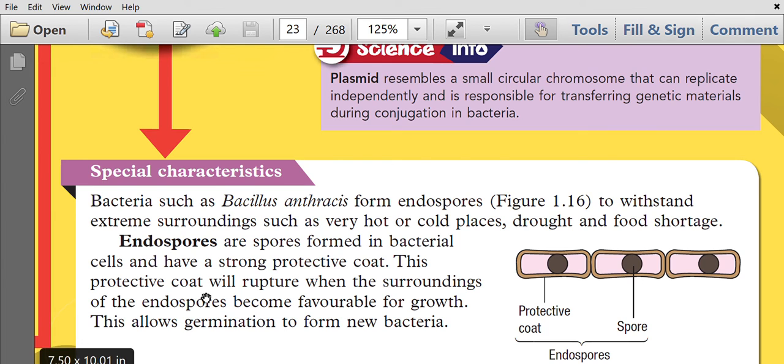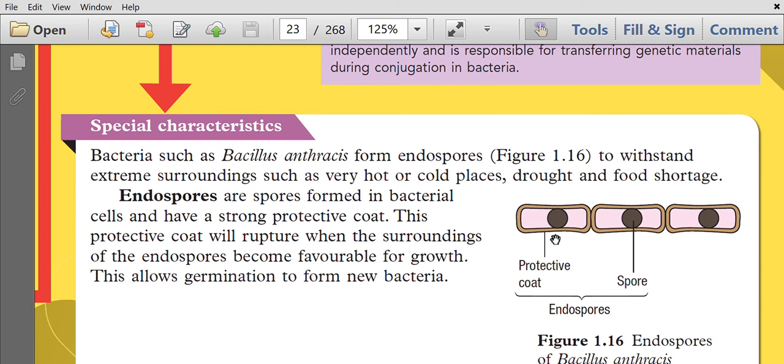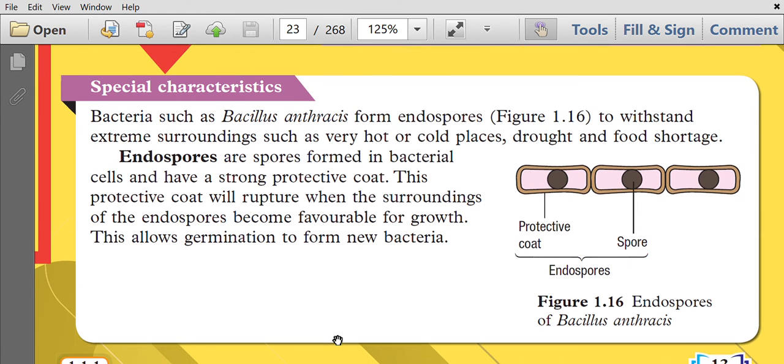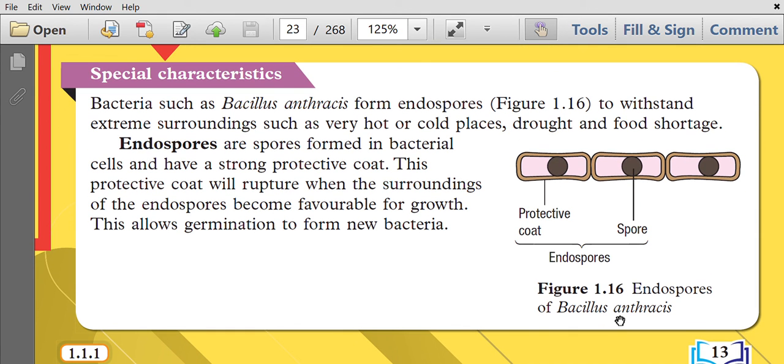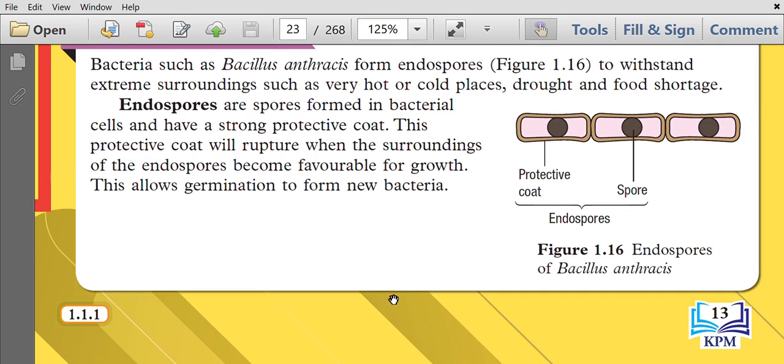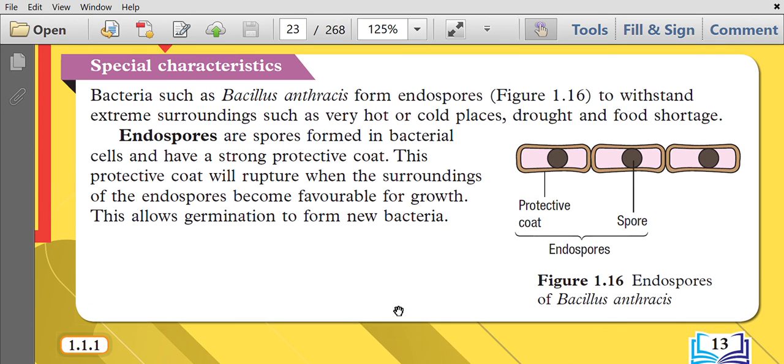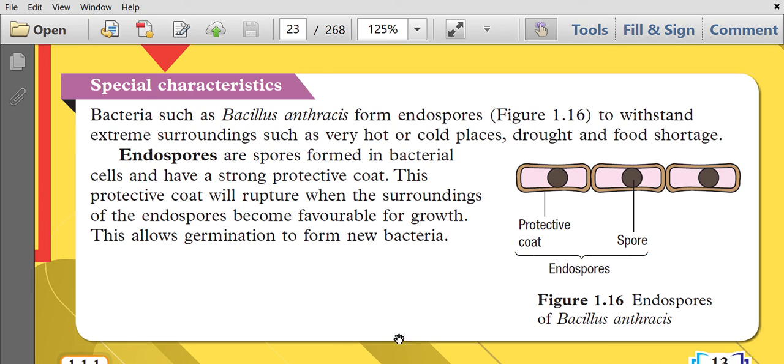This protective coat will rupture, pecah, when the surroundings of the endospores become favorable for growth. This allows germination to form new bacteria. Kalau keadaan yang sesuai, dia akan pecah dan dia akan membiak. Okay, the endospores of Bacillus anthracis. This is the picture, or the diagram. You can see here the endospores. Okay, so that's all for this topic on bacteria.